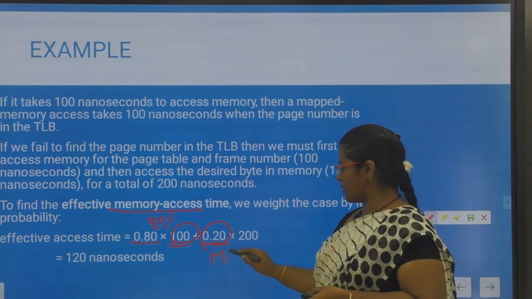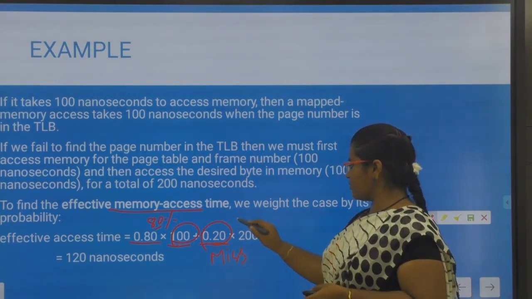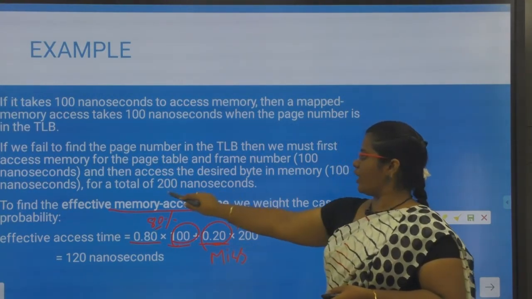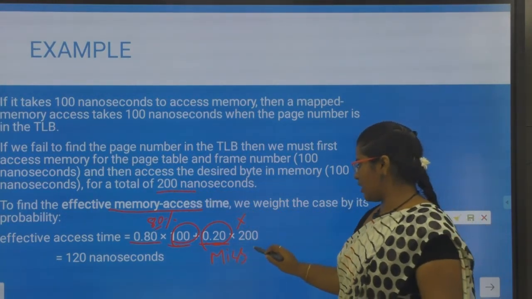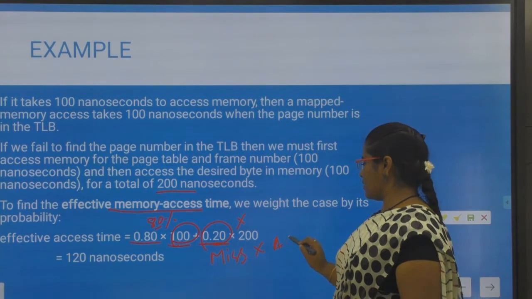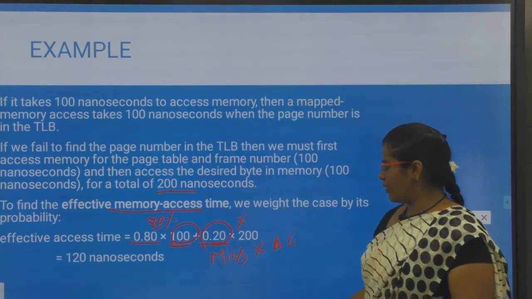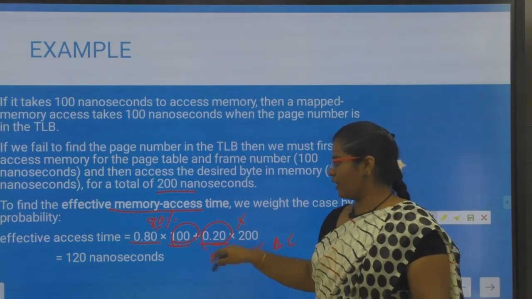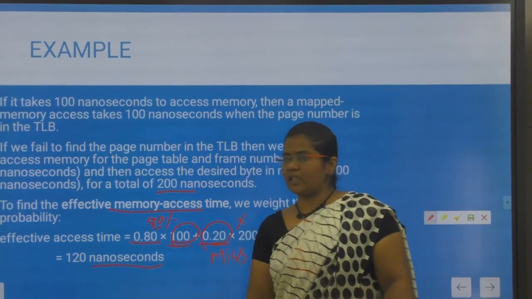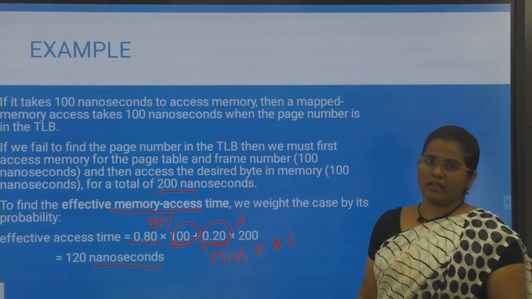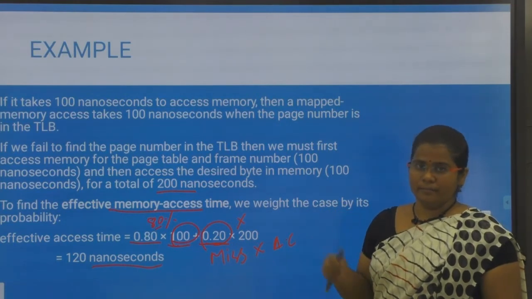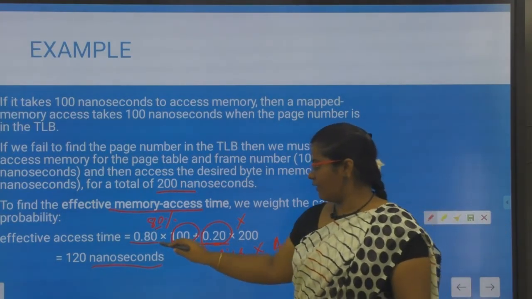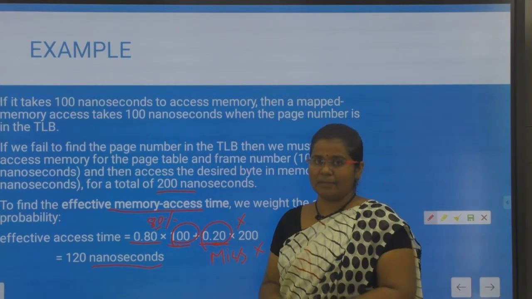So this is the miss ratio. If it is a miss, you will need 200 nanoseconds to access that particular instruction. So miss ratio into the memory access time. If you calculate, you will have 120 nanoseconds to access an instruction from the main memory when you have a hit ratio of 80%.